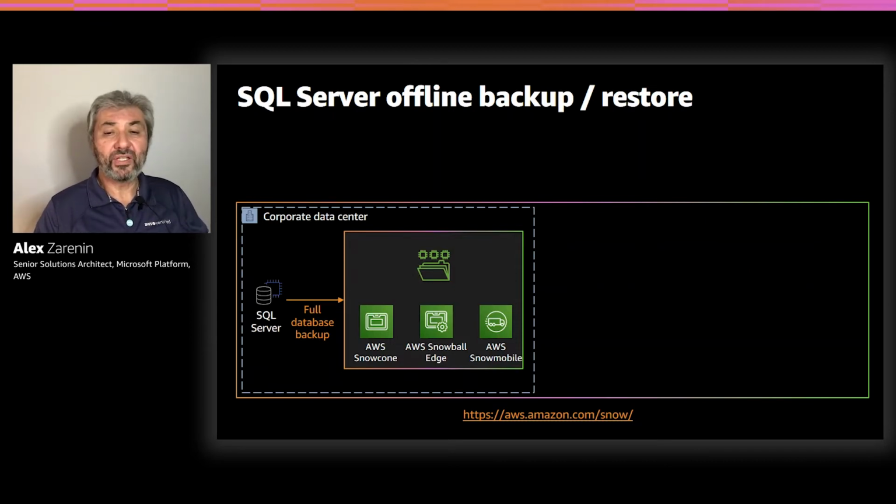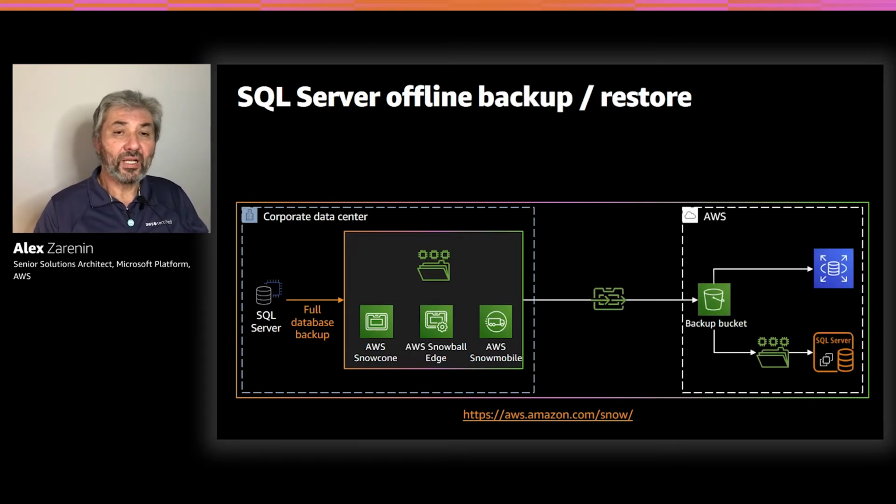After the Snow device is delivered to your premises and connected to your network, you can configure, manage, and monitor your device using AWS Ops Hub. When configured, the Snow device will expose a file share that can be used to back up your SQL Server databases. When the backup is completed, the Snow device is shipped back to AWS. All data on Snow devices is encrypted, and devices themselves are tamper-proof. Upon delivery to AWS, your backup data will be uploaded to your S3 bucket, allowing you to restore your databases to Amazon RDS or SQL Server on EC2.